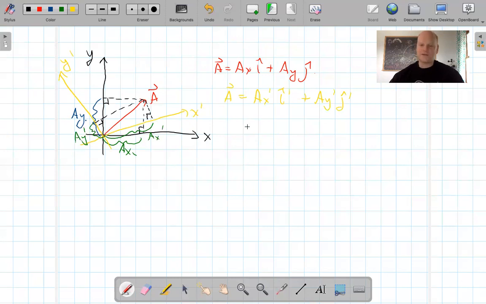Now, what's always going to be true, though, is that the length of this vector, in whichever coordinate system I'm looking at, will be exactly the same. This is what's known as SO symmetry. I'm not going to talk too much about that, but this is what's known as special orthogonal.